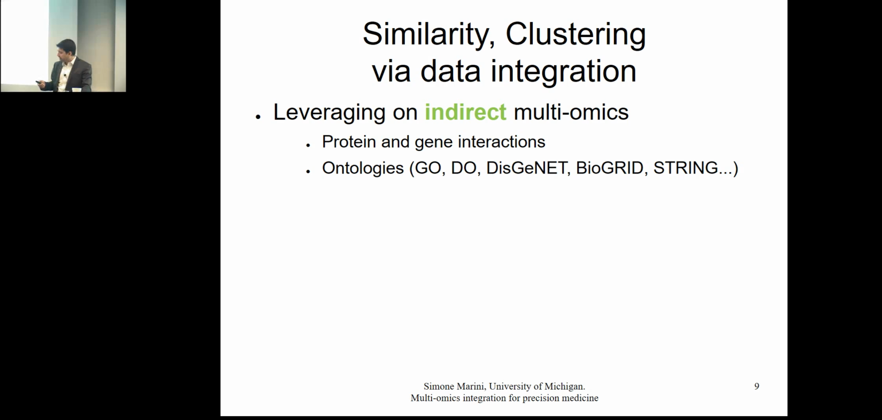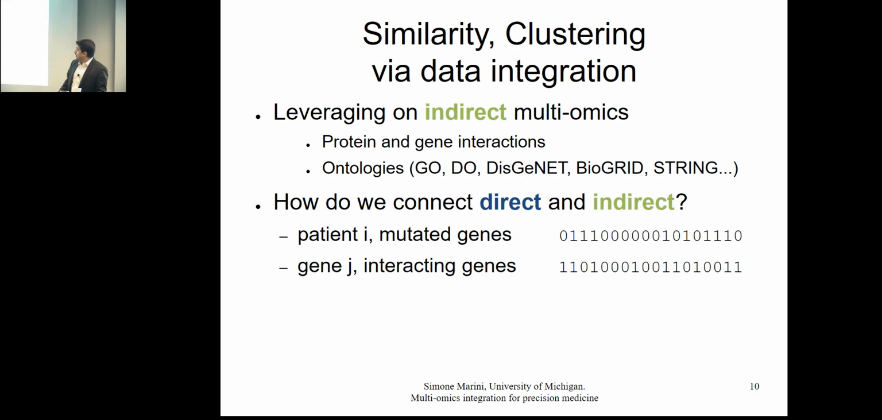Now, all this information is usually ignored, right? I cluster only based on what I found in my patient. This indirect information represents the relations. It can be seen as representing the relations between the features that I measure on the patient.